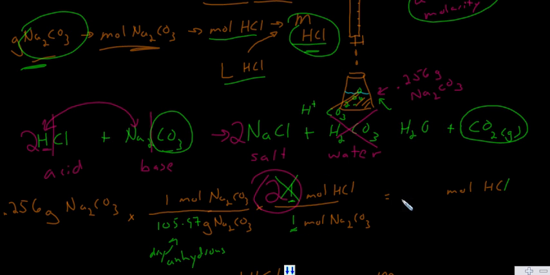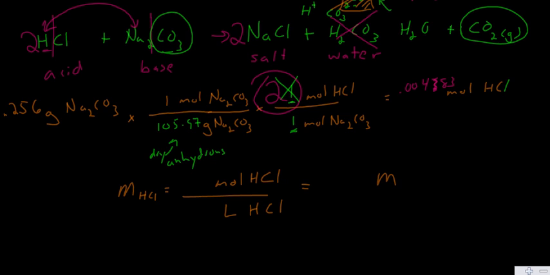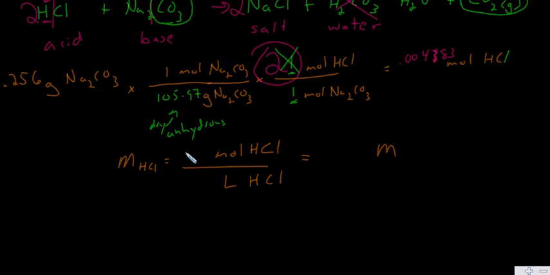And so now we can find the number of moles of HCl. It's 0.00483 moles of HCl. Now we can find the molarity of that hydrochloric acid solution. We had those 0.00483 moles. And how many liters of HCl solution do we have? Well, we added 13.2 mL, so we added 0.0132 liters of solution, and so the molarity then is 0.366 molar.